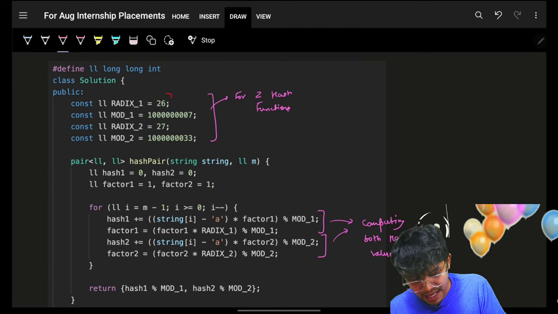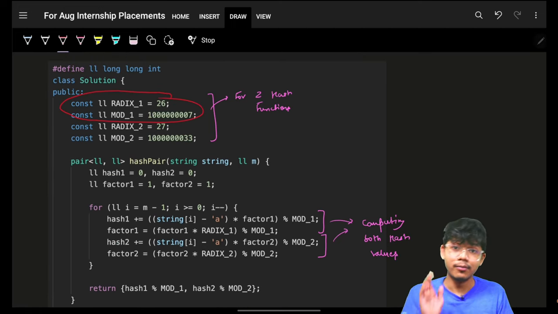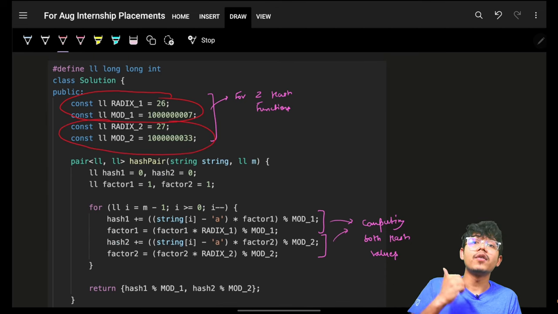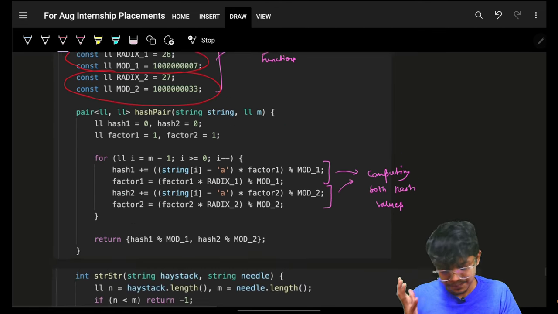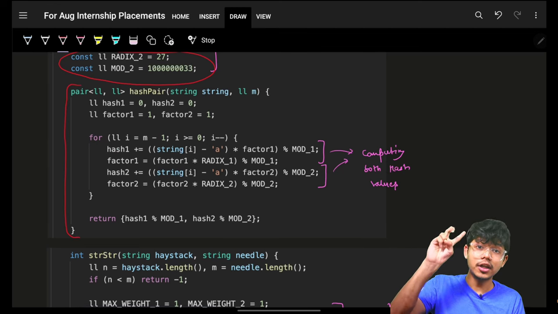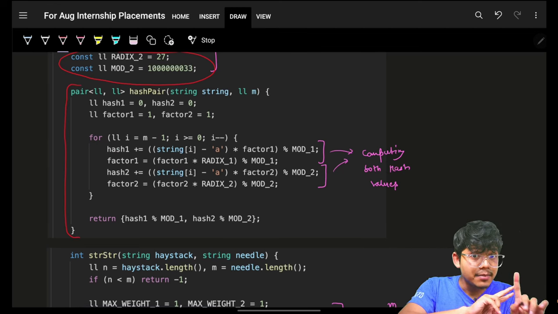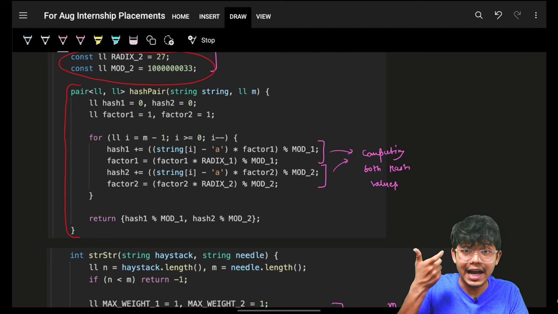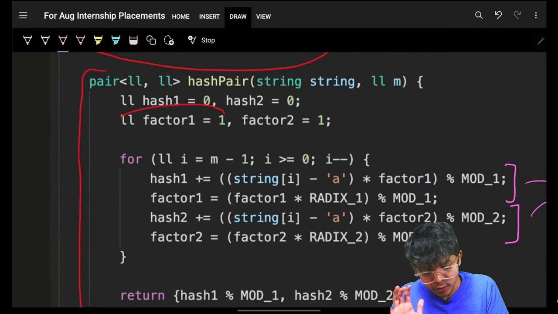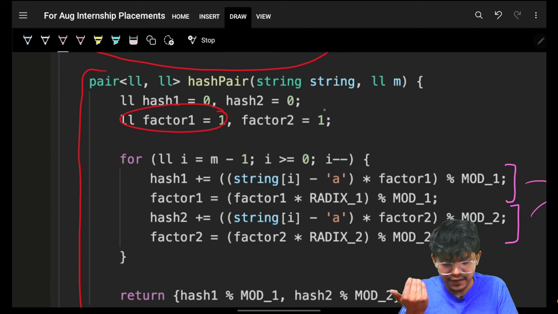So I will have radix value 1 as 26, mod value as 10^9 plus 7. Radix value 2 as 27 and mod value as 10^9 plus 33. Now, the hash function: instead of returning one hash, I will return two hashes. Exact same thing will go on, just both of them I will be computing now. So again, you will see factor. I had only factor 1 earlier. Now another factor, factor 2, was also added.